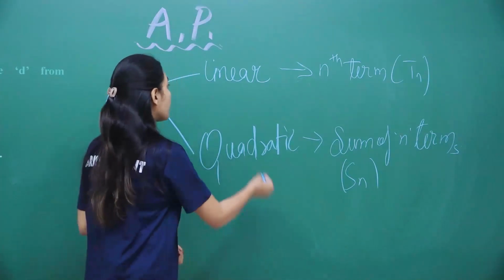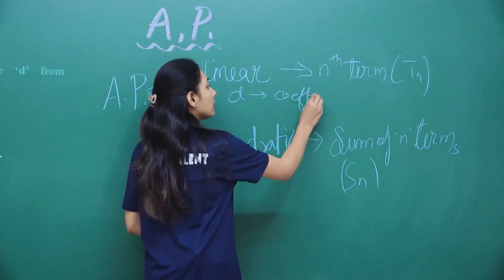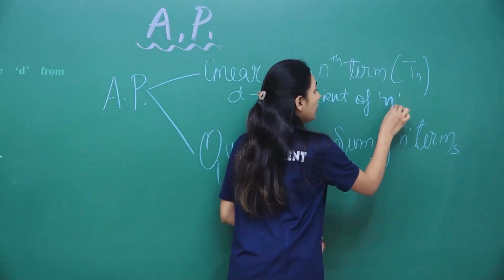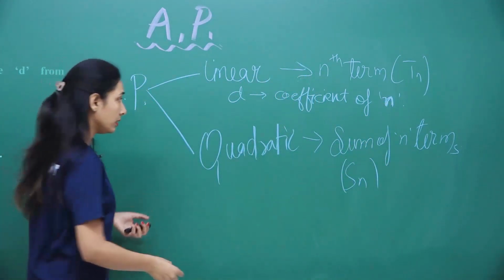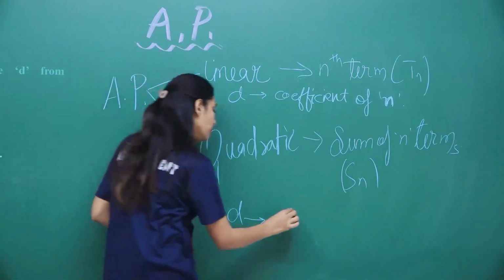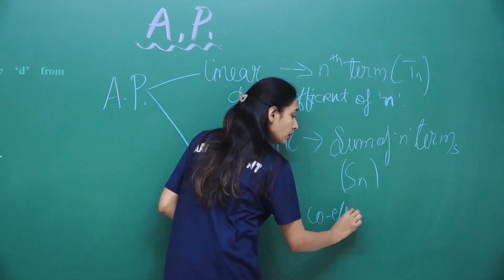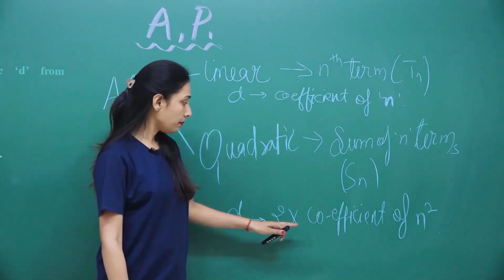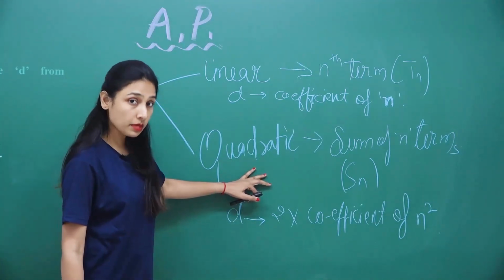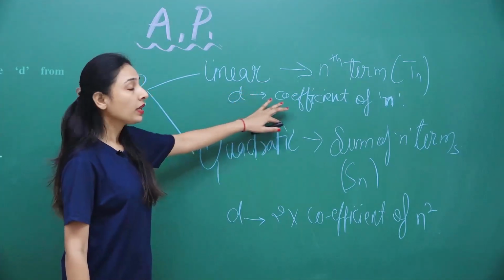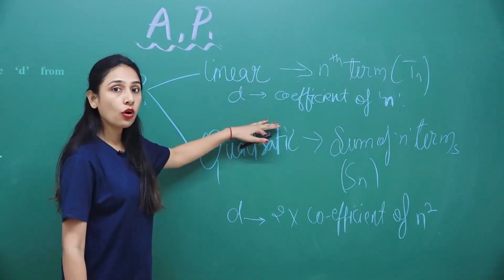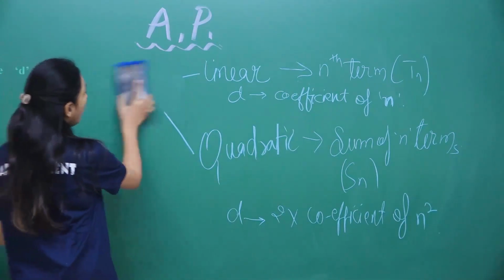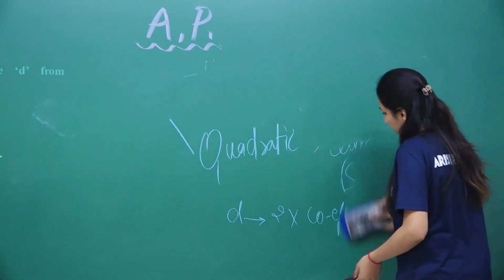Again, if we talk about d, d will be the coefficient of n. What is d? The common difference. And if we talk about the quadratic, then d will be 2 multiplied by the coefficient of n square, because it's in quadratic form. So the n square coefficient multiplied by 2 will be the common difference when the sum is given, and that's always in the quadratic form. And if the nth term is given, that will be in linear form, and the coefficient of n will be your common difference. Okay, so note it, and we'll be having some examples of it too.